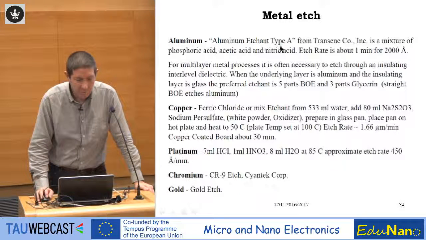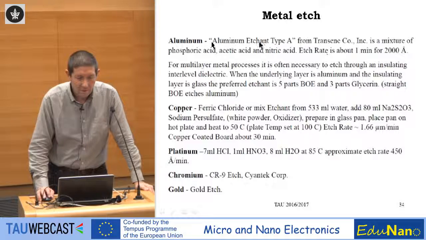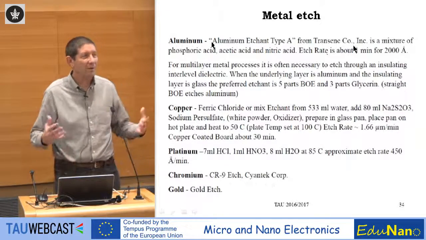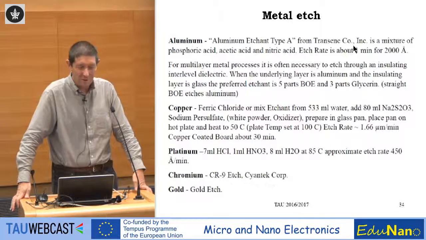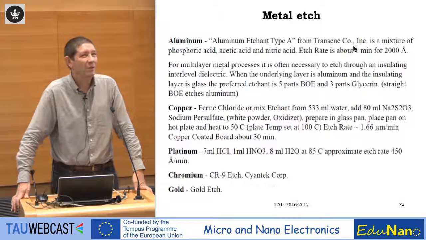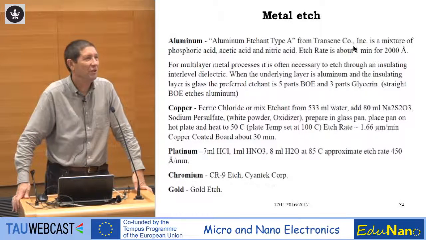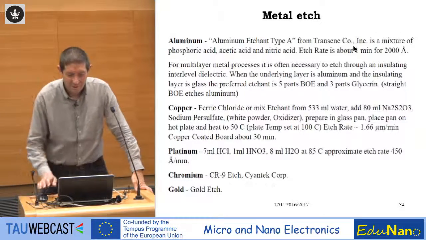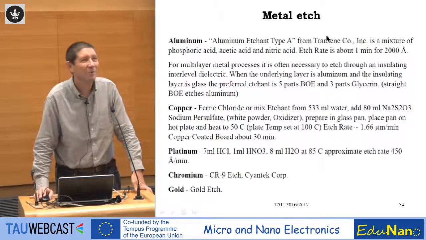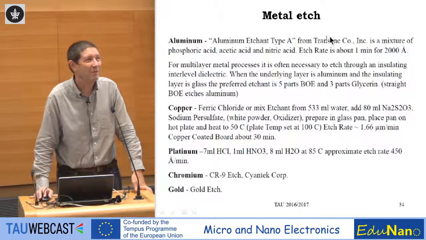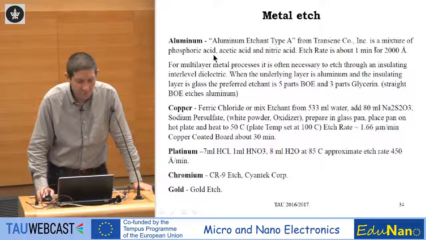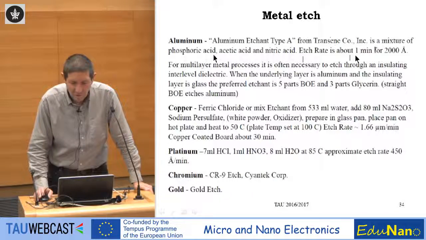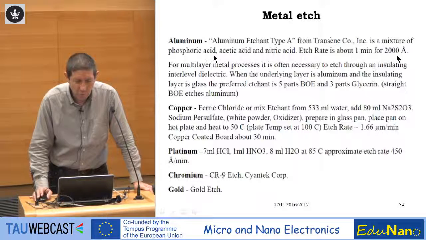Metal etch. Aluminum etch. Aluminum etchant type A is from Transcend Company. Now, this is not a commercial for any company, but I'm quoting typical etchants. I used this in my PhD in graduate school 30 years ago, and people still use it today. This is practically a mixture of phosphoric acid, acetic acid, and nitric acid. Etch rate is about 2,000 angstrom for 1 minute, approximately.